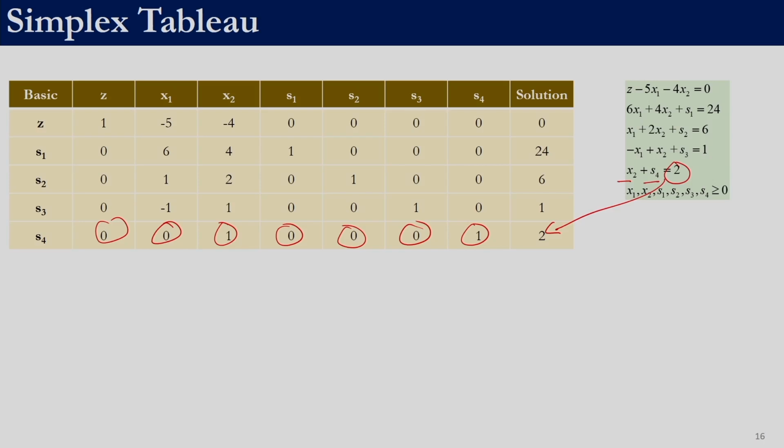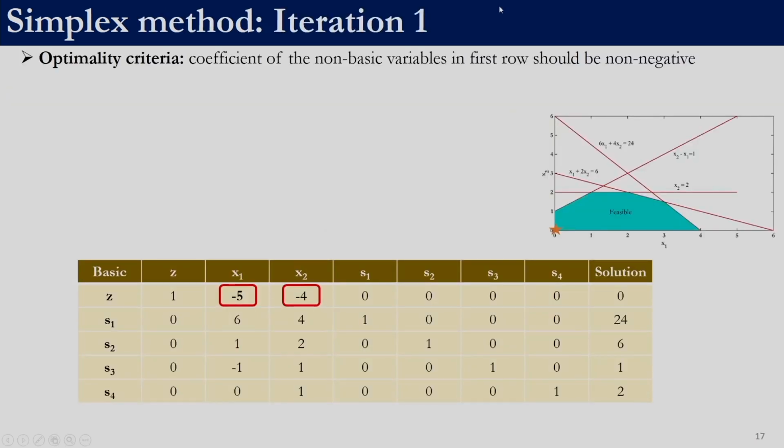Now, we will look into certain terminologies and rules to be followed for the simplex table. Simplex method is an iterative method. So, the question is, when do we stop the method? The method is stopped when we attain the optimality criteria. The optimality criteria is attained when the coefficients of the non-basic variables in the first row are non-negative.